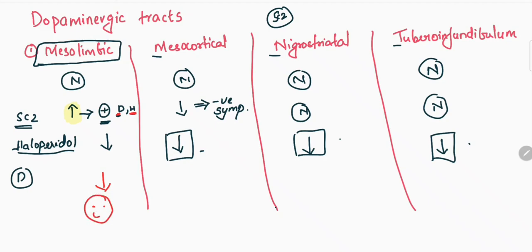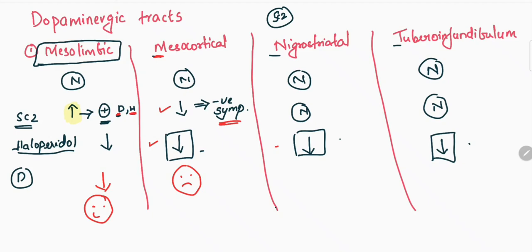But wait, what did it do to the other tracts? In the mesocortical tract, the patient's dopamine was already low. In schizophrenia, we gave haloperidol, which further decreased the dopamine levels in the mesocortical tract. So the patient's negative symptoms worsened. In the nigrostriatal pathway also, what happened? The dopamine levels fell.